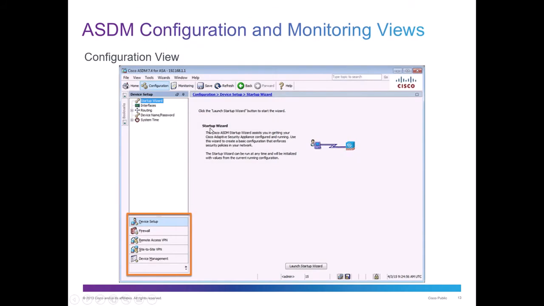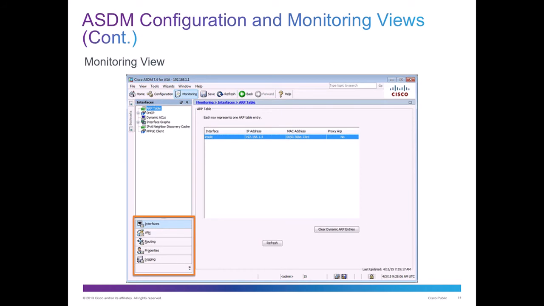Let's just move on. In the configuration view, you'll be able to see device setup, firewall, remote access VPN, site-to-site VPN, and device management. This is the NAT. In the monitor, this is the ARP table, the DHCP, the dynamic ACLs.